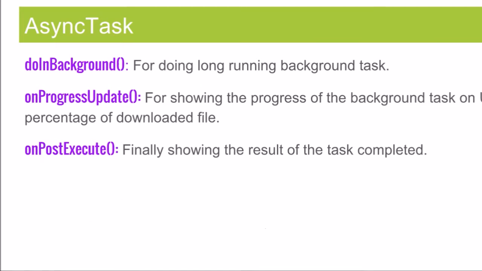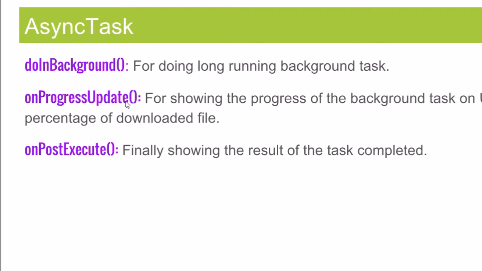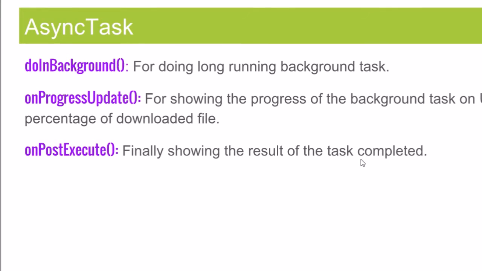So three methods: doInBackground, onProgressUpdate, onPostExecute. doInBackground for doing the long running background task, onProgressUpdate for showing the progress of the background task, for example percentage of a downloaded file, and onPostExecute we finally show the result of the completed task. Let's see the AsyncTask in our code.